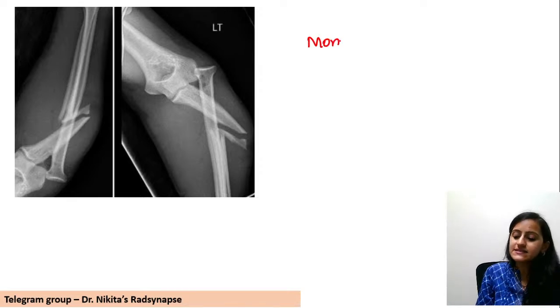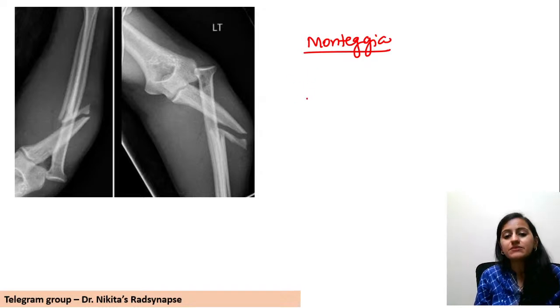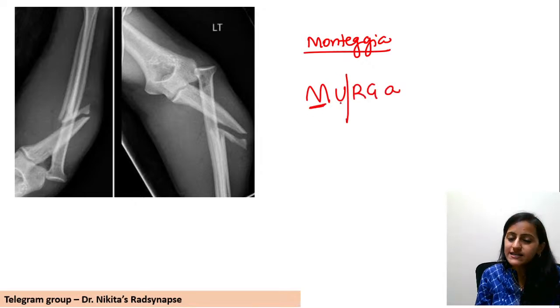Absolutely right. This is your Monteggia fracture. This is not Galeazzi. This is Monteggia. For Monteggia and Galeazzi, remember MUGR. That is the mnemonic. So Monteggia is ulna. Radius is Galeazzi.